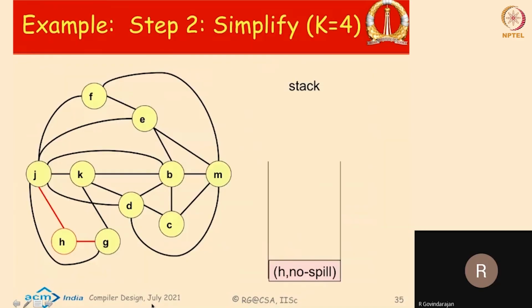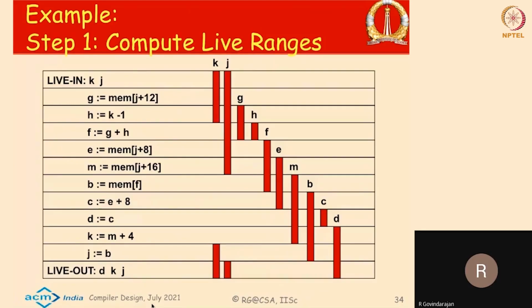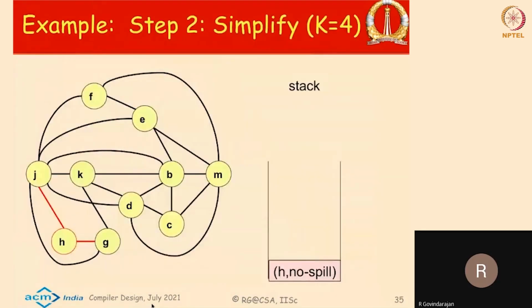Then for this live range, this is the interference graph. You can go back and verify this interference graph at a later point in time when you have the slides with you. But for now, assume that this is the interference graph. Now, let's say that we want to color this graph using 4 colors. K is equal to 4.